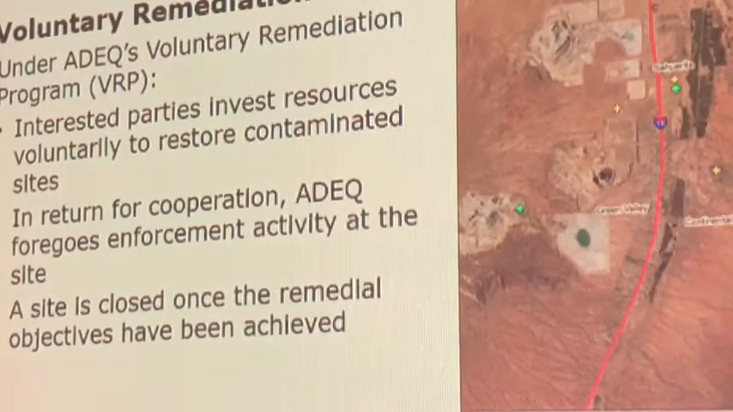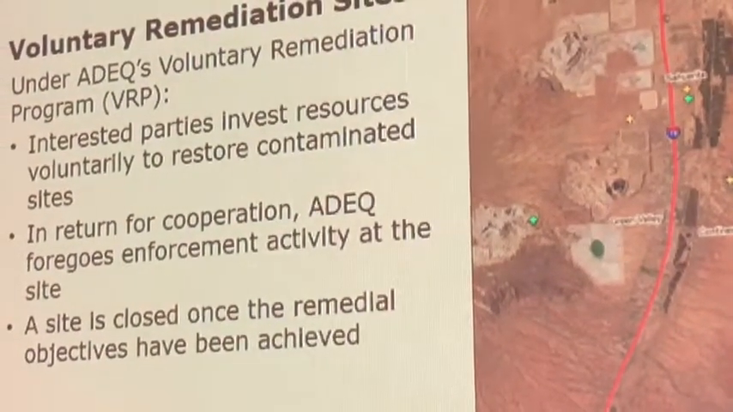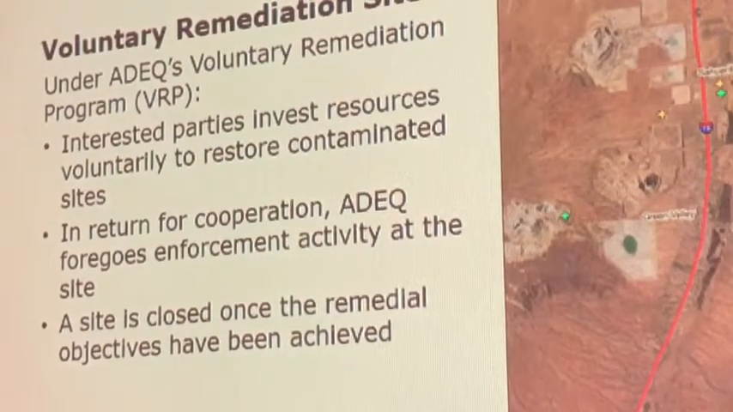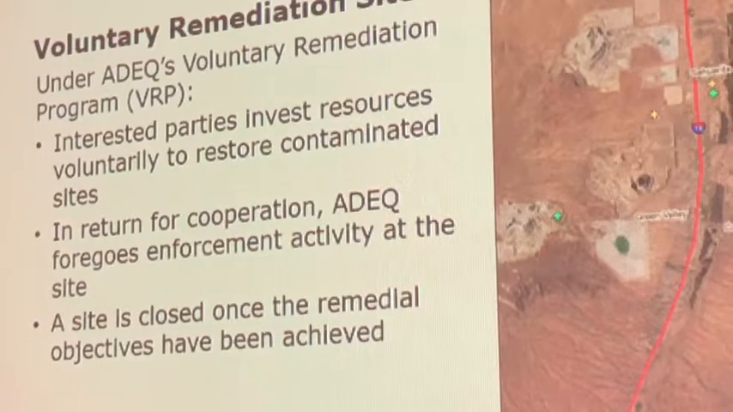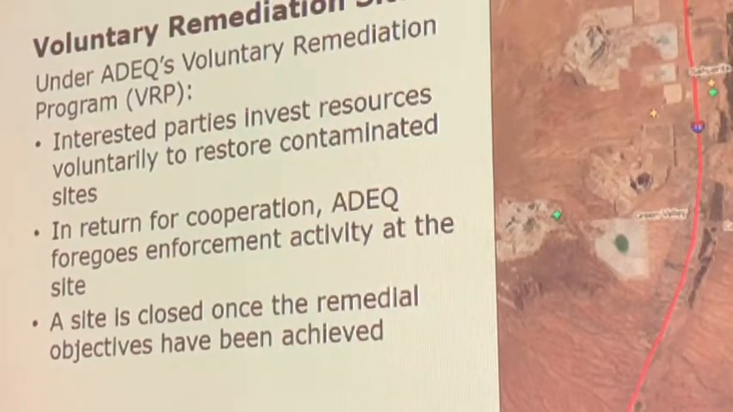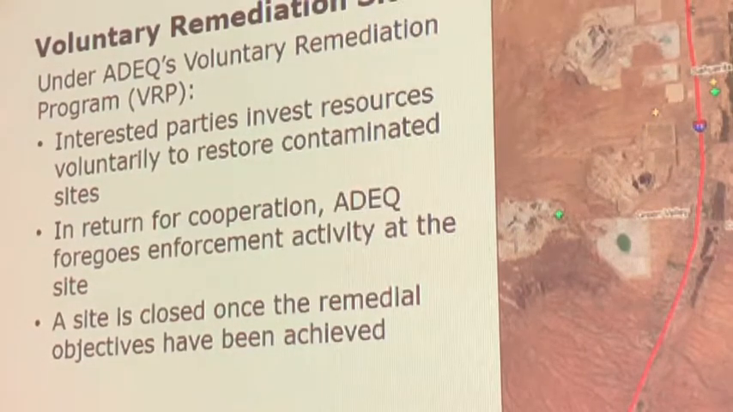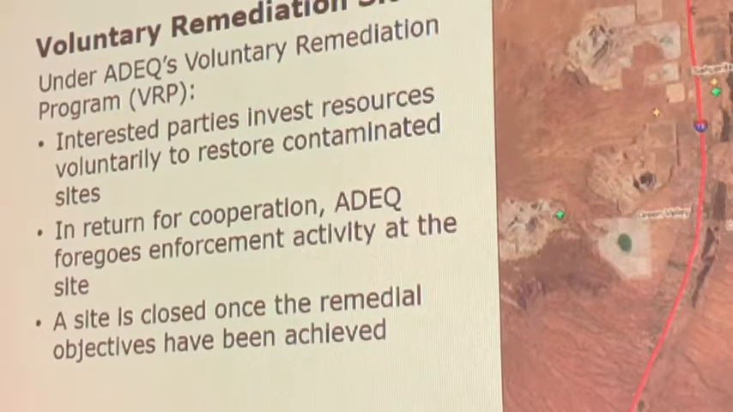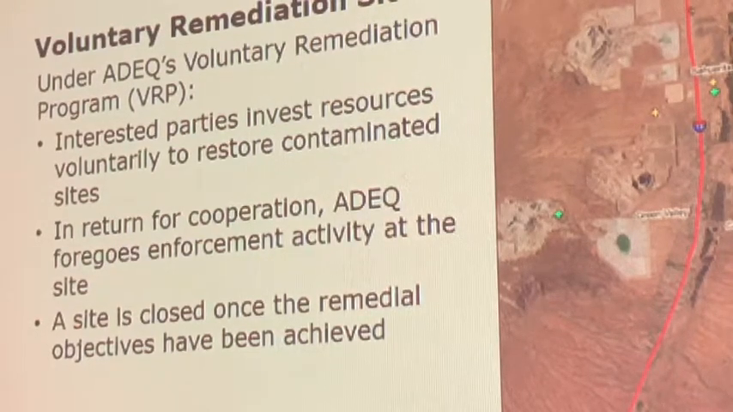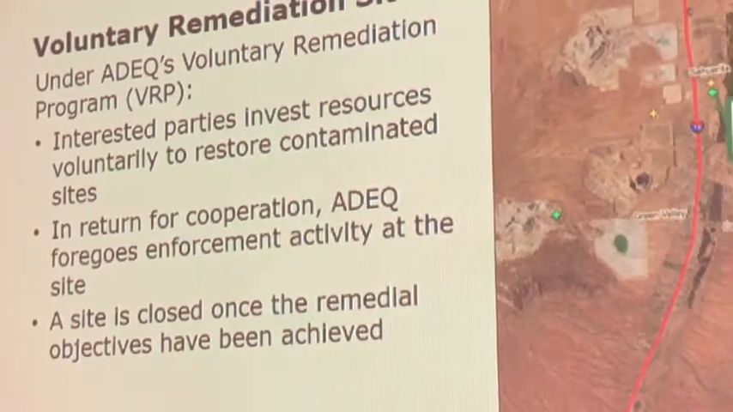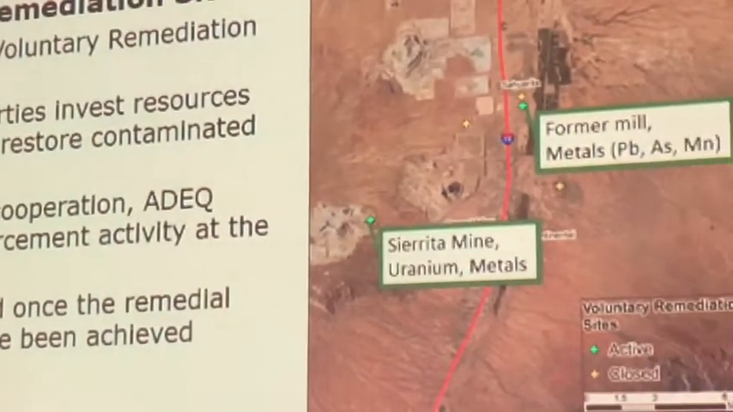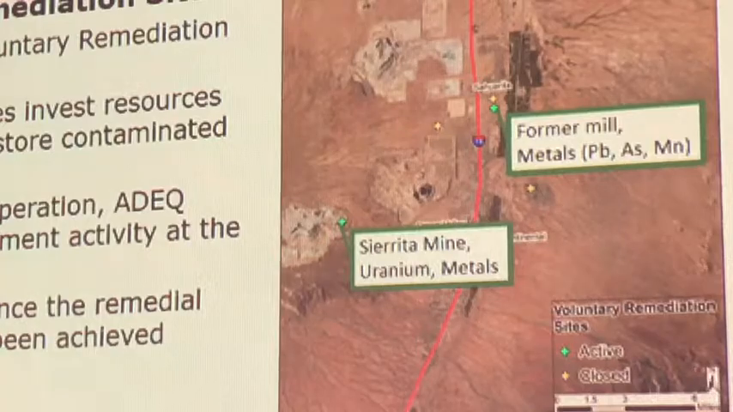Okay, voluntary remediation sites. Under ADEQ's regulations, they allow some voluntary remediation. So if you hear this term, what it really means is that the industries that have some culpability have decided to go ahead and invest in remediating the site. As a result, they get a break from ADEQ. They won't do enforcement actions because they're working on it, and the site is closed once all the objectives have been achieved. So there are these sites out there, and these are the two in your area, and both are under remediation.